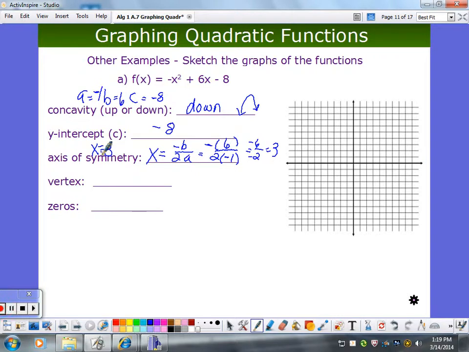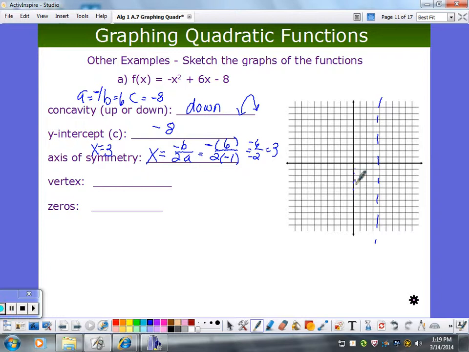So x equals 3, go ahead and sketch that in. That's a vertical line. It goes through x equals 3. I'm just doing dashes here because it's not a hard line, it's a guideline, just to help me graph. So I put that in there, and I forgot to put my y-intercept in. I'm going to put that in at 8.